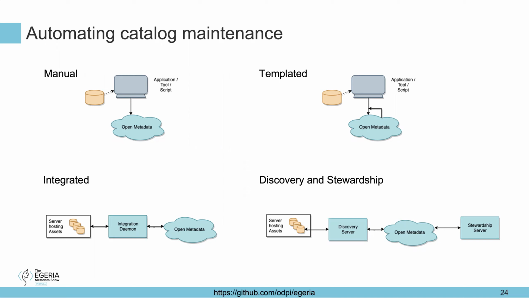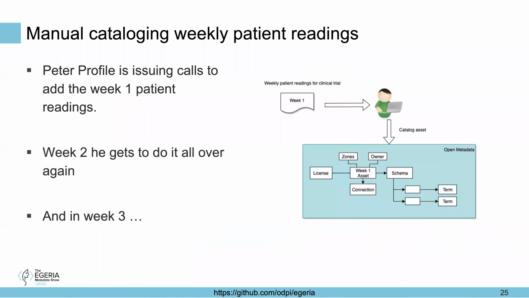So we have these four methods. I'll now cover some examples, so you can be a bit more concrete about this. I'm going to start with Peter. Peter's an information analyst, and he is responsible for cataloguing the weekly patient readings for the clinical trial. These are coming in through FTP. He picks up the files and brings them into the catalogue, and then the data scientists will see that it's in the catalogue, and they know that they can start working on the information.